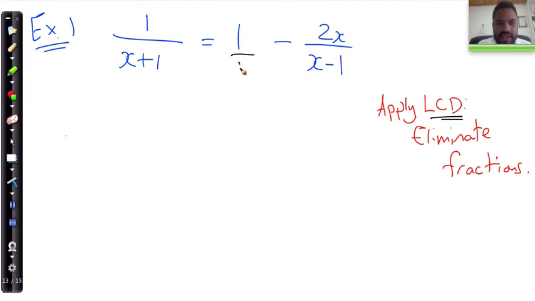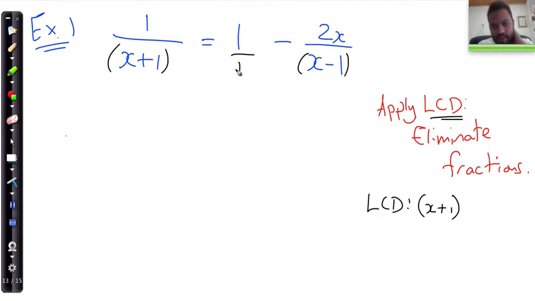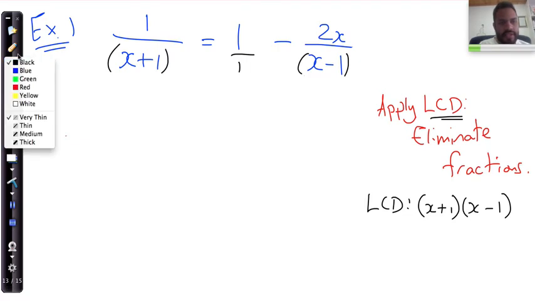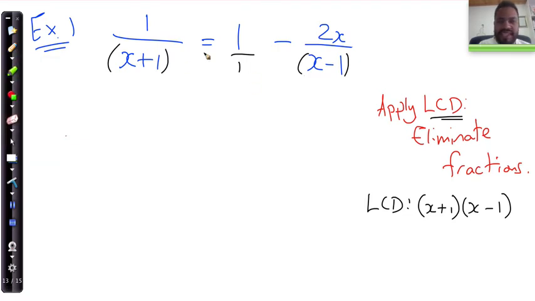Remember that these are linear factors or expressions in the denominator, and my LCD would look something like this. It's going to be x plus 1 multiplied by 1, which remains x plus 1, and then multiplied by x minus 1. Okay, so how do I do this? Well, I now simply take every term and multiply it by the LCD.